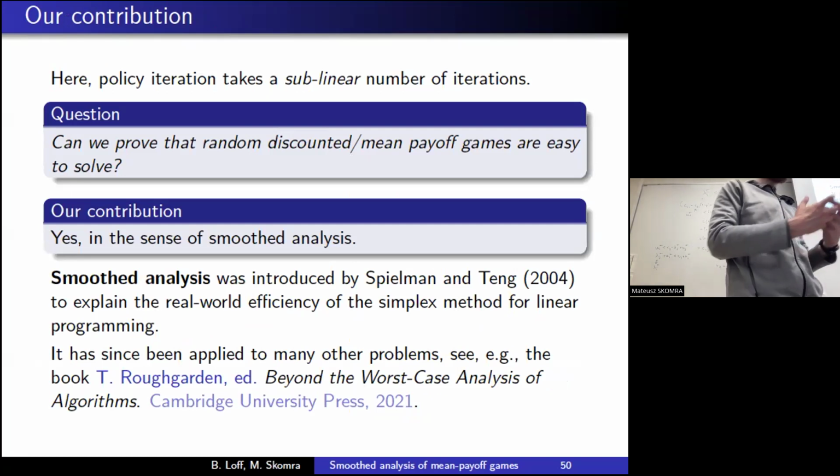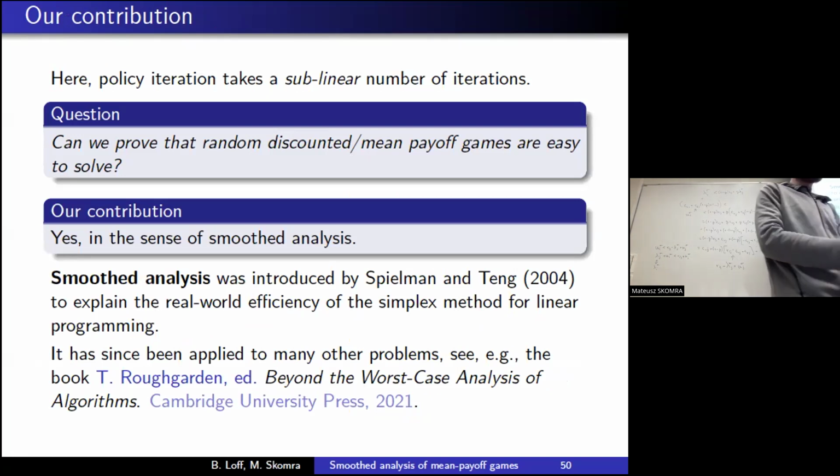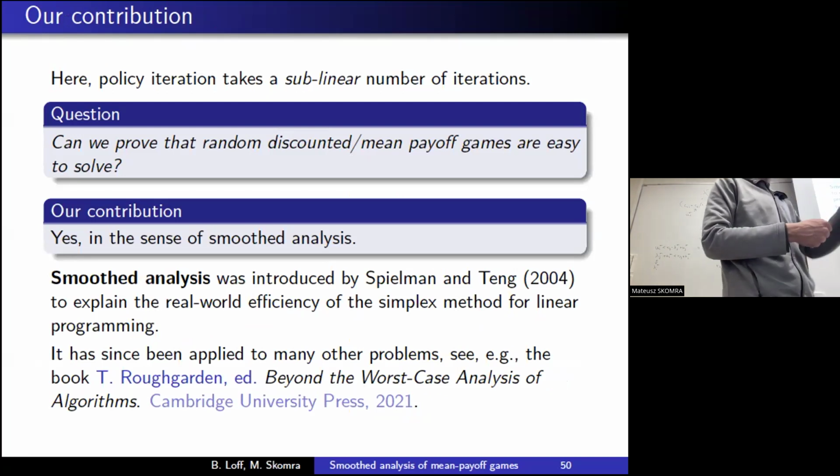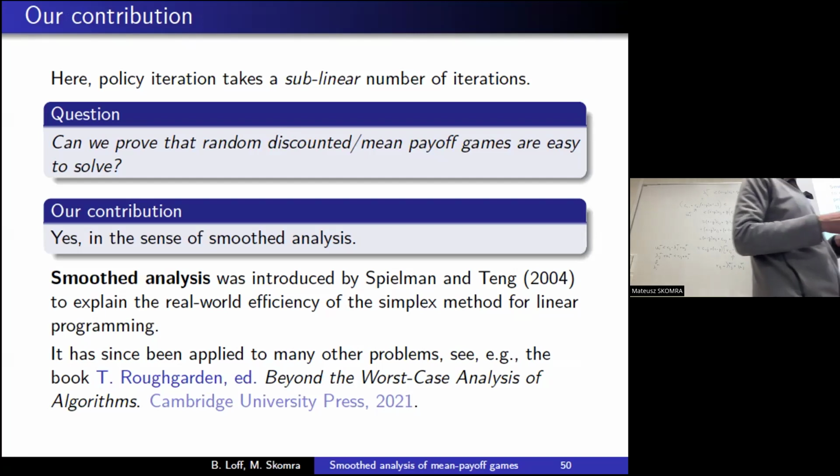So somehow the hard instances are very isolated. Yes, that the hard instances have measure 0. I mean, we will do this in the sense of smooth analysis, which is even a little bit stronger. I will explain that on the next slide of the techniques. So our contribution with Bruno is to say that the answer is yes. We can prove that games are easy in this randomized setting, in the sense of smooth analysis.